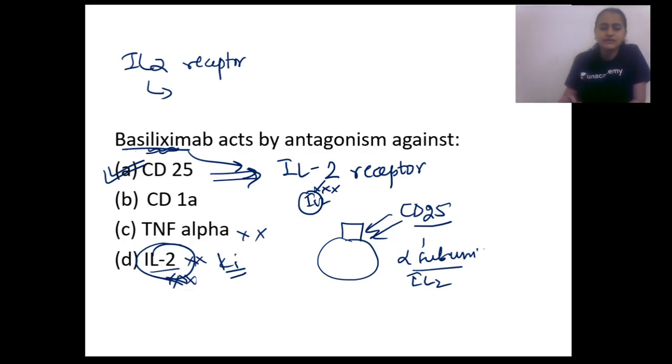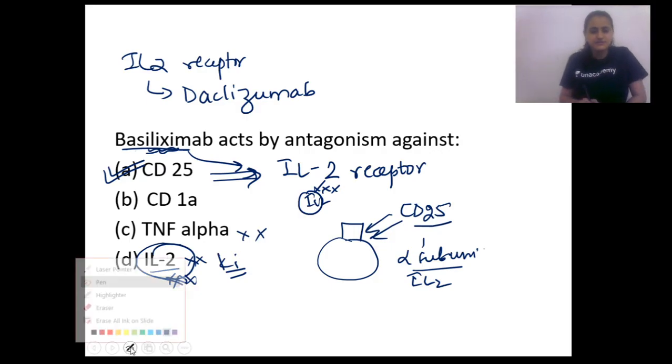Besides bevacizumab, which other drug acts on interleukin 2? Very good. It is daclizumab. Now, how do you remember this? That it is daclizumab and basiliximab.